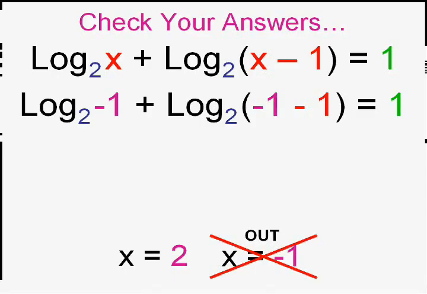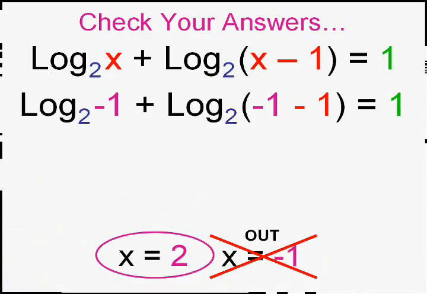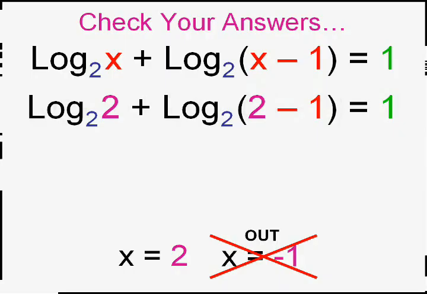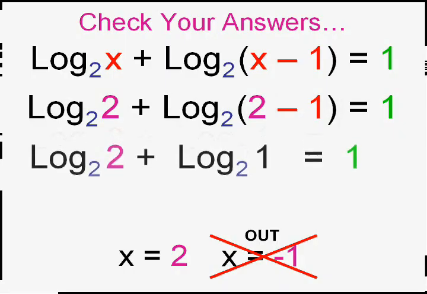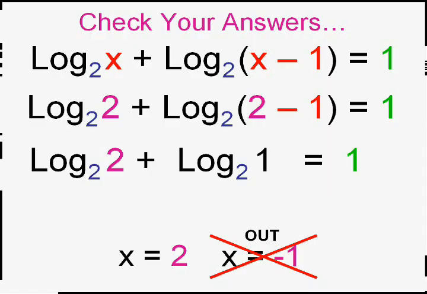Now let's try 2. If we put a 2 in for x, the log base 2 of 2 is what? It is 1. And the log base 2 of 1, what's the log of 1, no matter what base you use? Oh, right, 0. And so the left side will be 1 plus 0, or 1, and the right side is also 1, and this one works. So the one solution to this is 2.